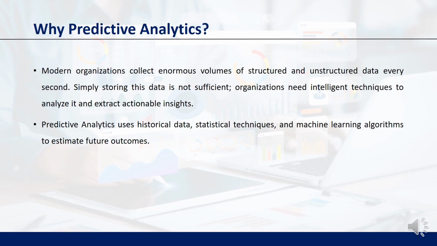This is the key idea. Predictive analytics uses historical data, statistical techniques, and machine learning algorithms to estimate what is likely to happen in the future. So instead of just asking what happened, we move towards asking what is likely to happen next. This change in perspective is very important. Traditional reporting mainly tells us what has already happened. Predictive analytics helps us make informed predictions about future outcomes.